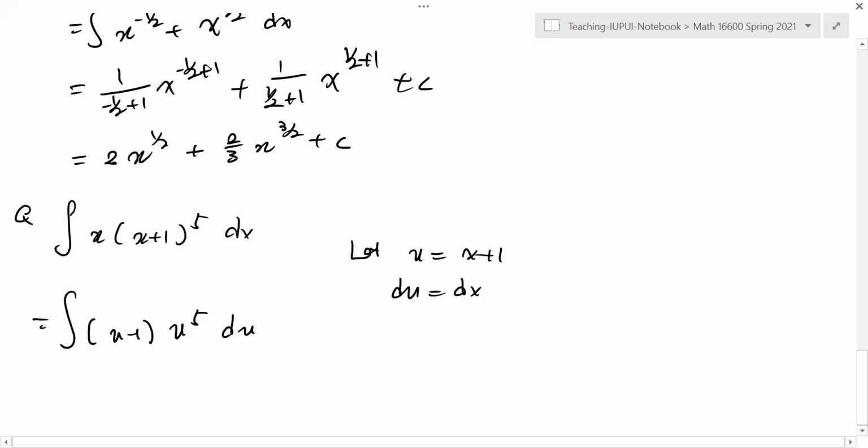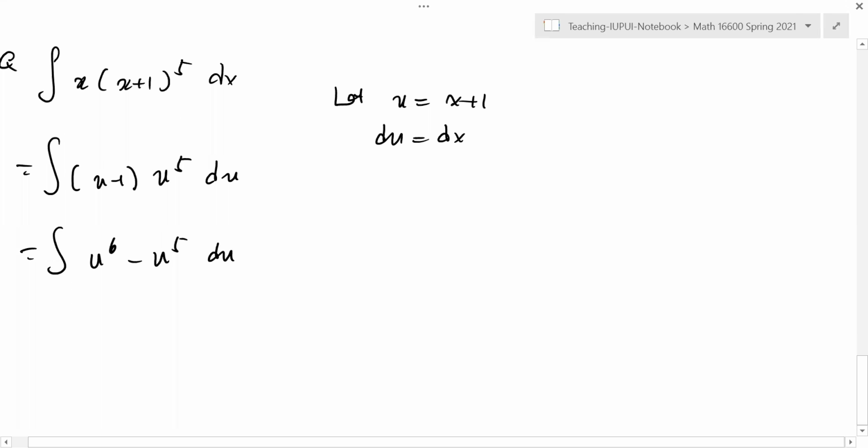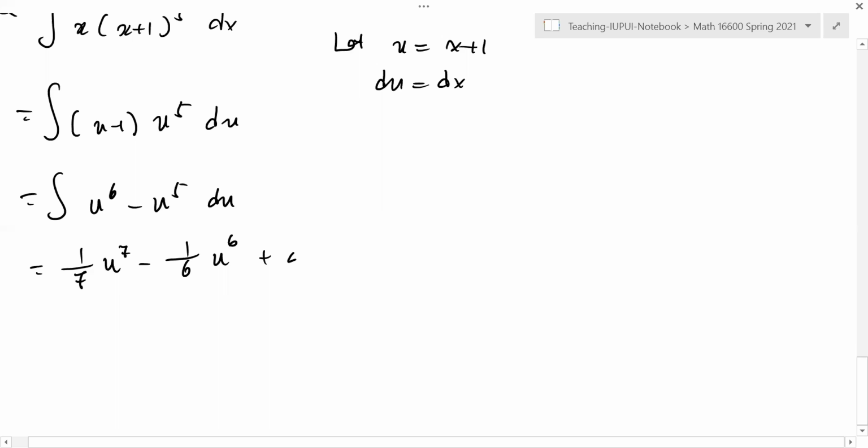Then it has become a very simple polynomial, right? u to the sixth minus u to the fifth. Then the antiderivative: u to the seventh over 7, and here 1 over 6 u to the sixth plus constant. And we're done. Okay? You replace u by x plus 1.